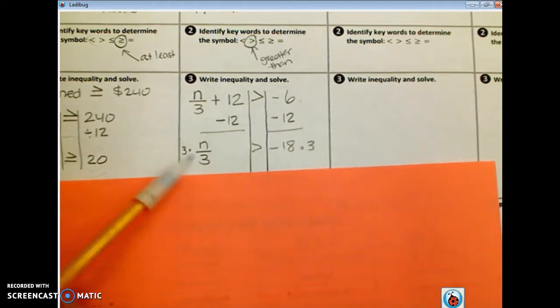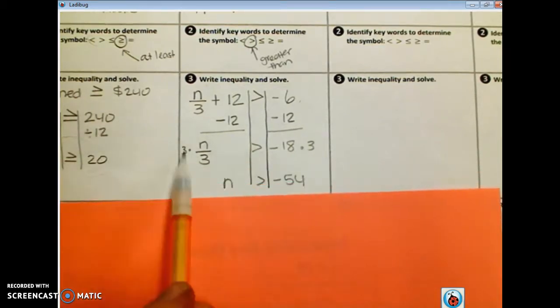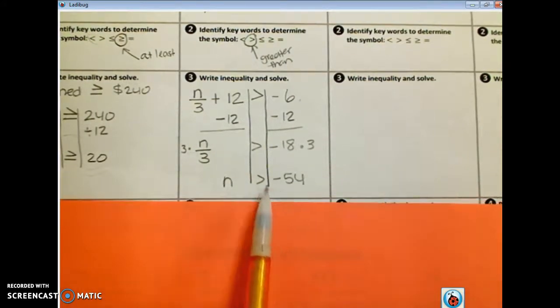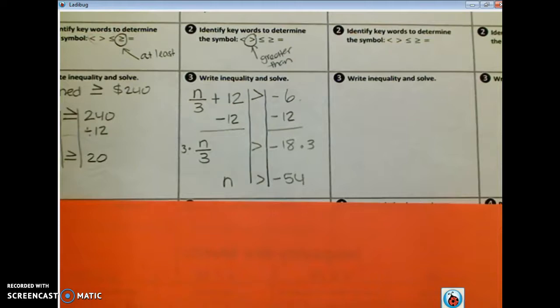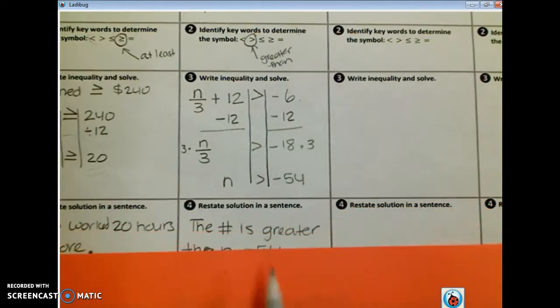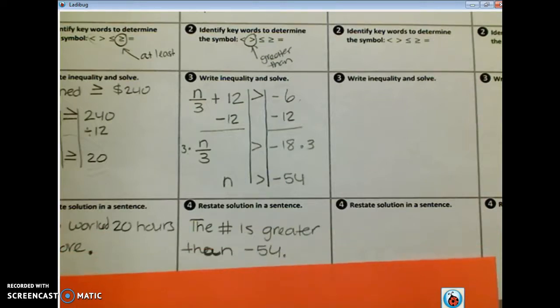To get rid of dividing by 3, you're going to multiply both sides by 3. And we didn't multiply by a negative, so we didn't flip it. So it's n is greater than -54. Now put your answer in a final sentence. So it says, what is the number? And the answer is, the number is greater than -54. Right? So we had to state it. We couldn't say we don't know what it is, like n itself. We just know that it's something that's greater than -54.